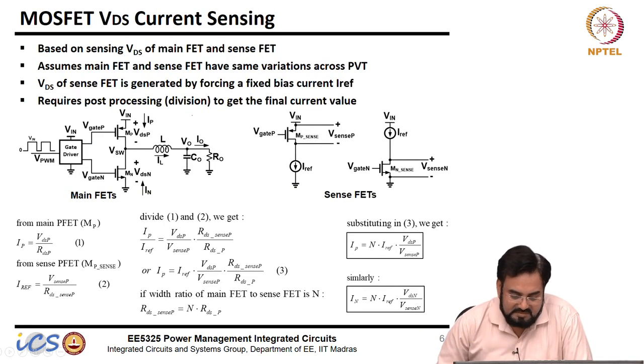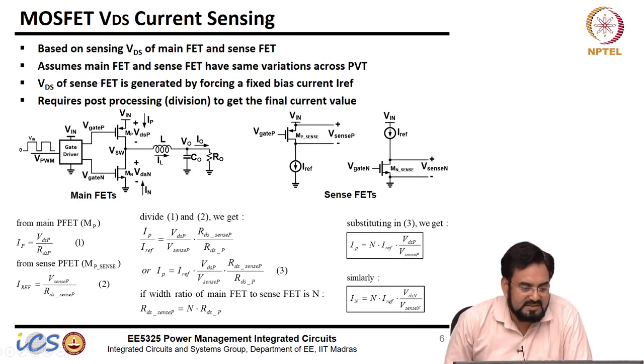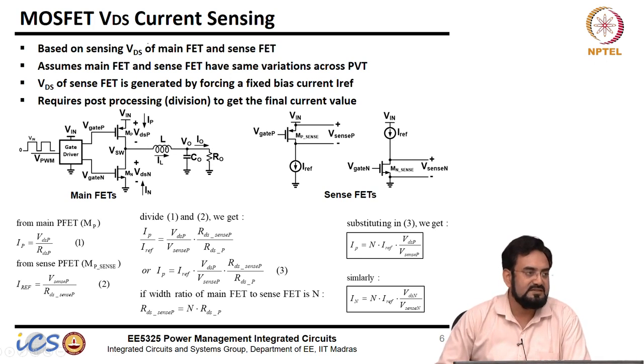This one is much better. This is sensing VDS instead of sensing the RDS on. What you do is have a replica of this. Let's say this guy is 100 milliohm, sized for 100 milliohm, but the replica is much smaller.